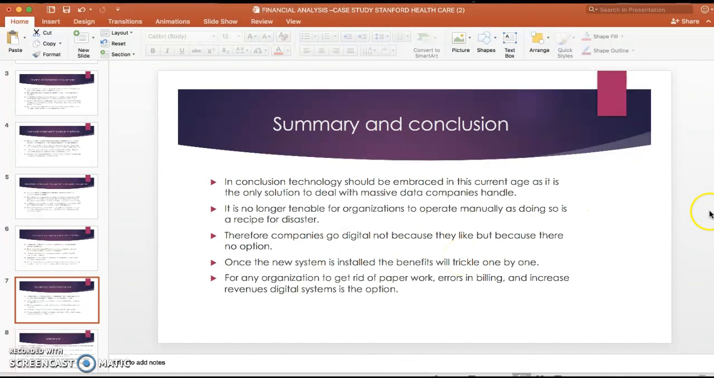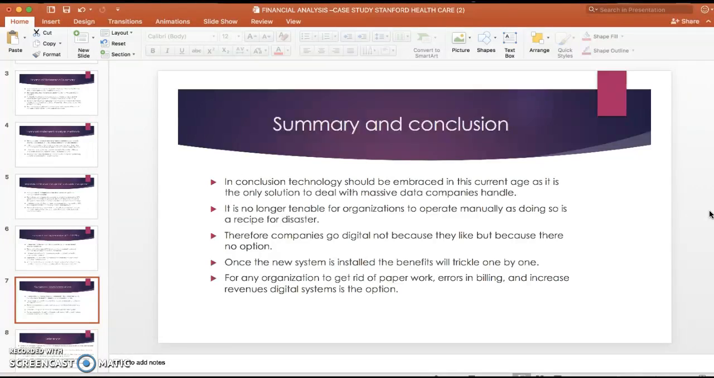Summary and conclusion. In conclusion, technology should be embraced in the current age as it is the only solution to deal with the massive data companies handle. It is no longer tenable for organizations to operate manually, as doing so is a recipe for disaster. Therefore, companies go digital not because they like to, but because there's no option.